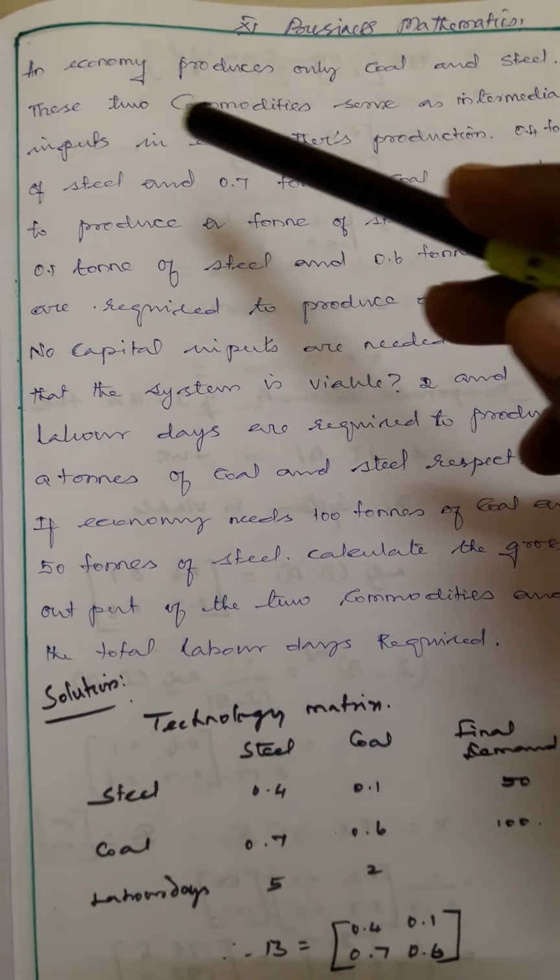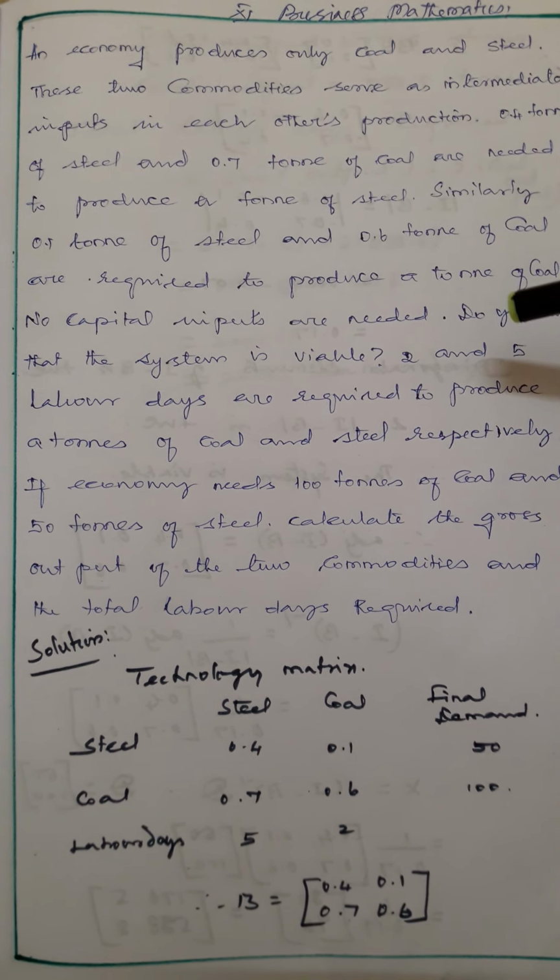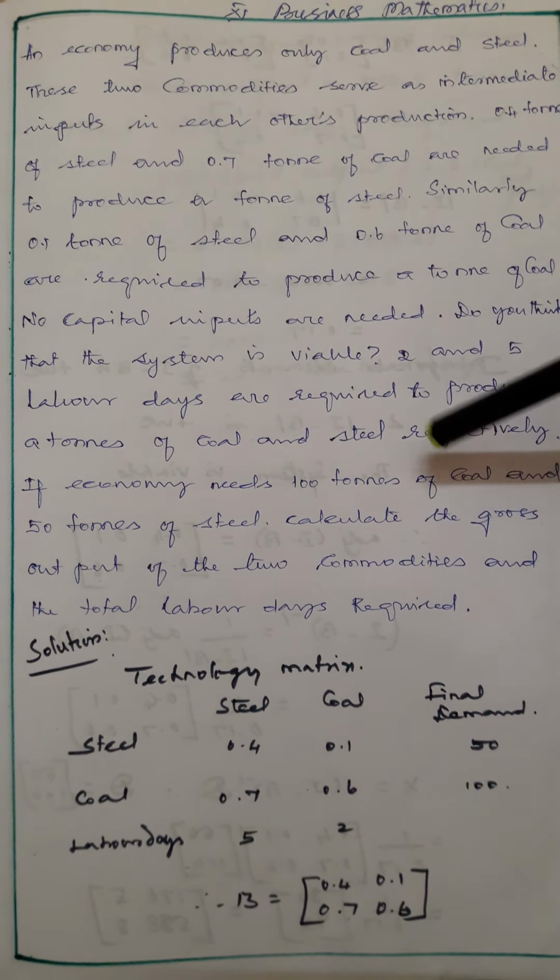And 2 and 5 labor days are required to produce a ton of coal and steel respectively. Labor days is the number of working days, right? It is 2 and 5. If the economy needs 100 tons of coal and 50 tons of steel, calculate the gross output of the two commodities and the total labor days required. So you have two questions.